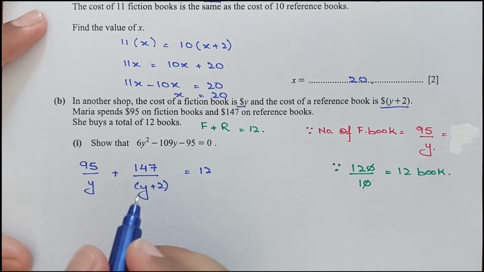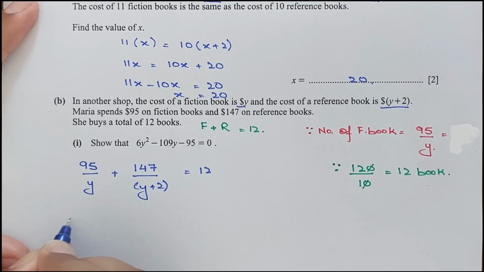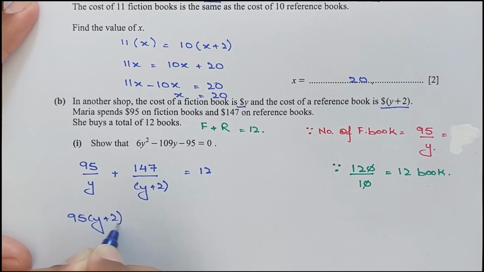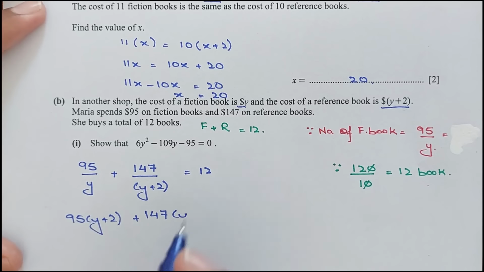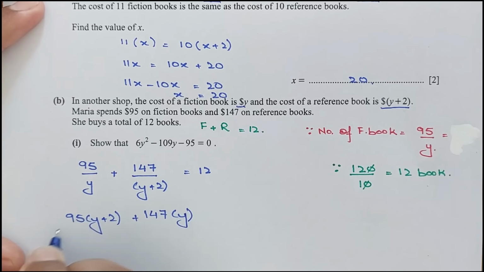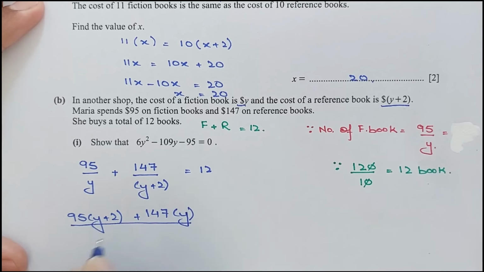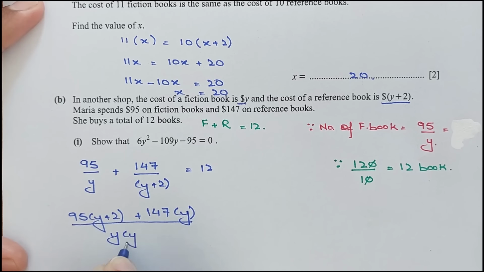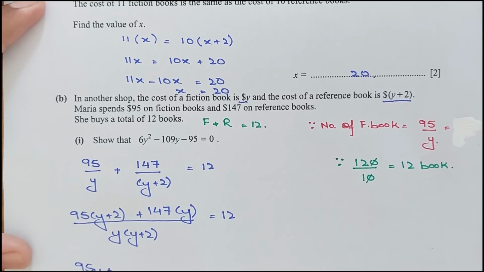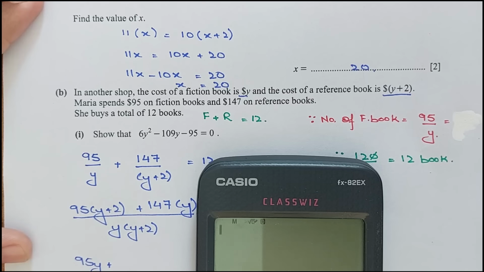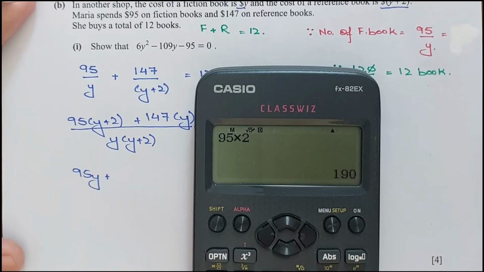Now just algebraic multiplication, you have to do cross multiplication. 95 is multiplying with Y plus 2, and 147 is multiplying with Y. Take an LCM. In the denominator we have Y into Y plus 2, and we have 12. All right, so this is 95Y plus 95 times 2, which is 190.